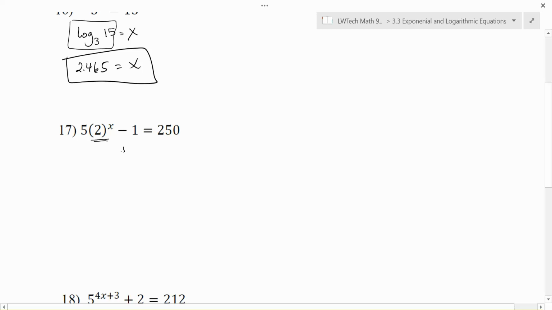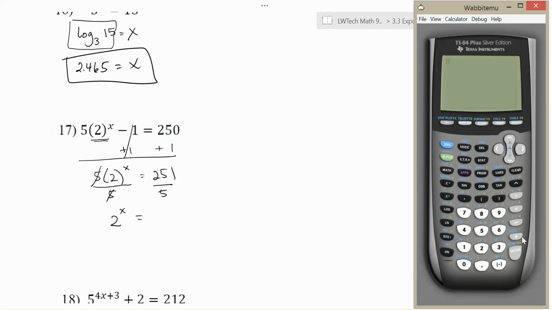So here we have a -1, so we're going to add 1 to each side. That's going to get us 5 times 2 to the x power is equal to 251. The base here is 2 to the x power. The 5 is not being taken to the x power, so make sure you get rid of the 5 before you do anything else. We're going to divide both sides by 5. That's going to leave the 2 to the x power by itself. And on the other side, we have to do 251 divided by 5.